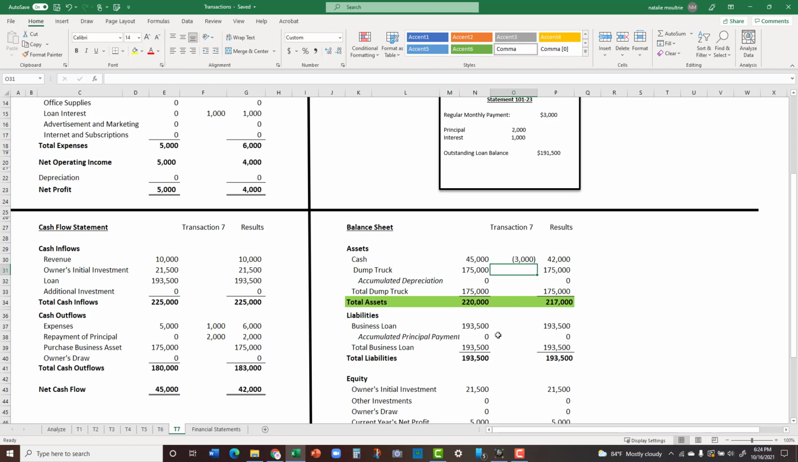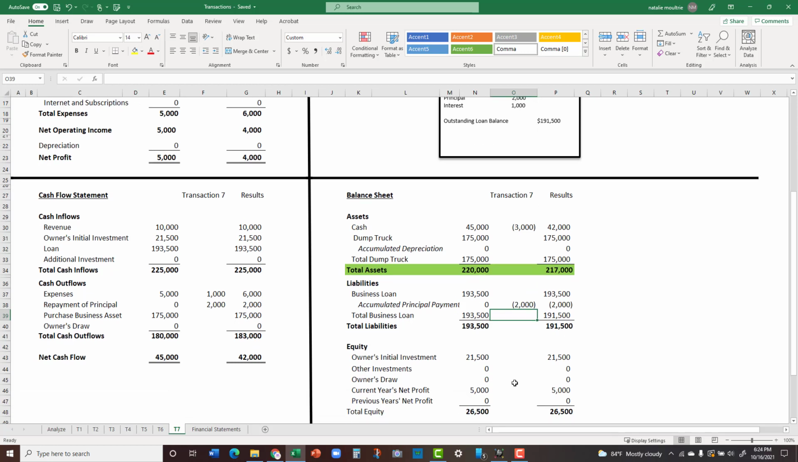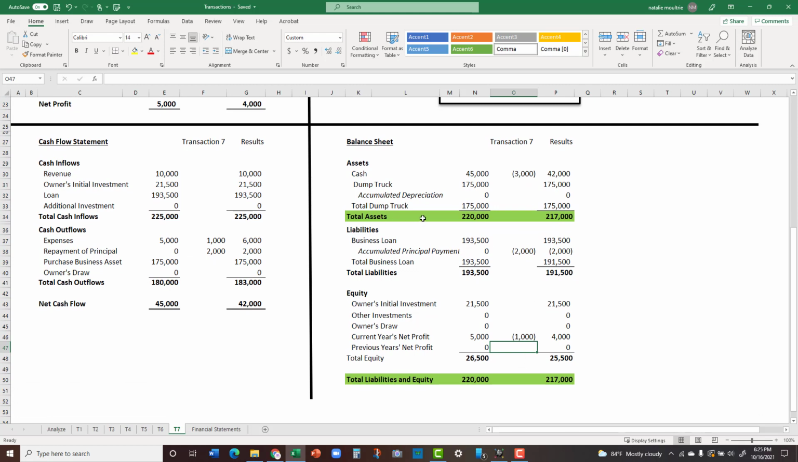Now, we've paid down the principal on the loan. So the amount that we paid down was $2,000. So that leaves us a total business loan balance of $191,500, and that's equal to what the bank has on our statement as well, as an outstanding loan balance of $191,500. Now, it also impacts our net profit because the $1,000 in expenses reduces our net profit. And as we can see, our total assets still equal the total liabilities and total equity.